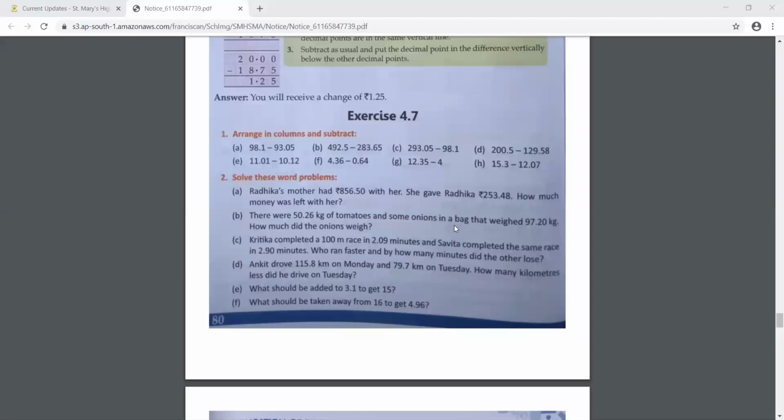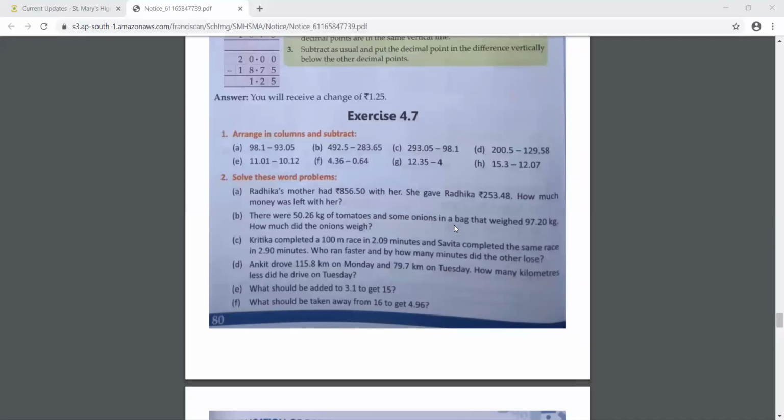Kritika completed a 100-meter race in so many minutes and Savita completed the same race in so many minutes. Who ran faster and by how many minutes did the other lose? So there is a 100-meter race we can see, and Kritika ran it in 2.09 minutes and Savita ran in 2.90 minutes.